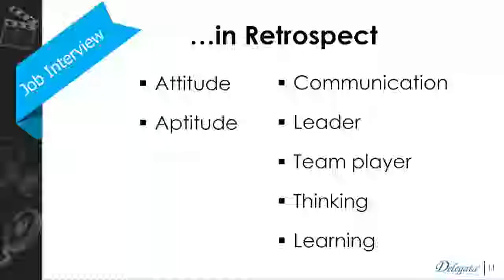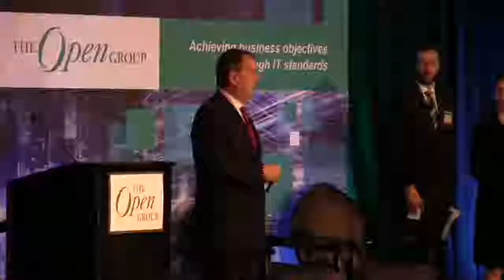So in retrospect, if you're hiring a millennial, if you're hiring a new architect, what are you looking for? I'm shopping for two things, attitude and aptitude. I assume they don't know how to architect. I assume we're going to have to teach that. Attitude and aptitude become absolutely critical.